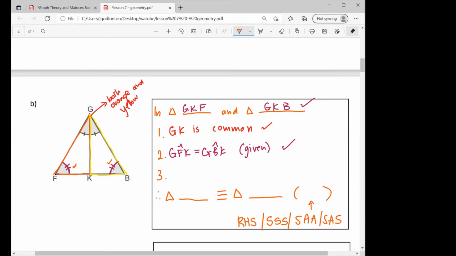Have a look up at the top of the triangle. What's going on in G? Do you see how this angle here is equal to that angle because of those lines? They're telling me that that angle is the same as that one. So I can say, good.